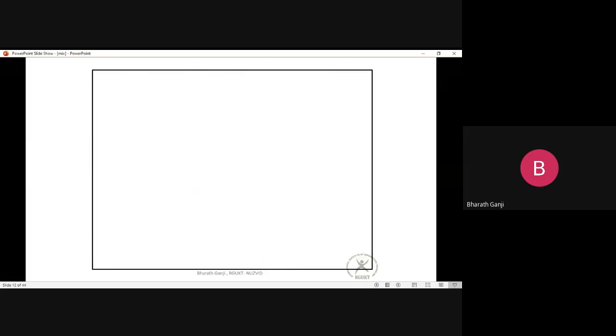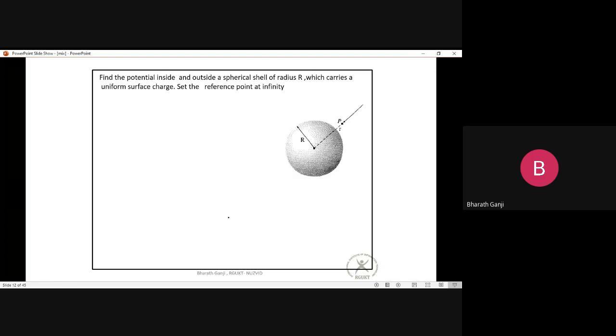So anyways, keeping this in mind, let me ask you a case. Say for example, you have to calculate the potential around a charge.